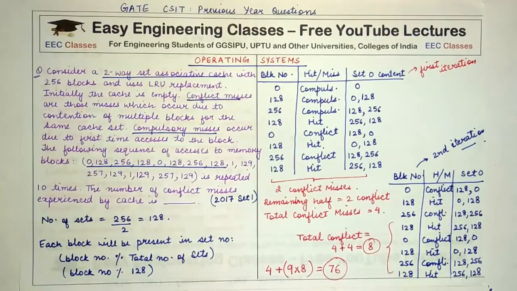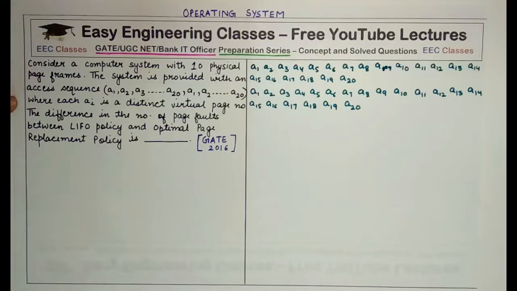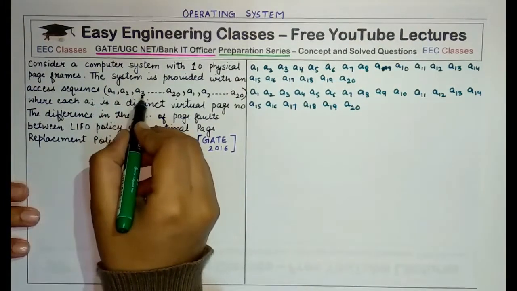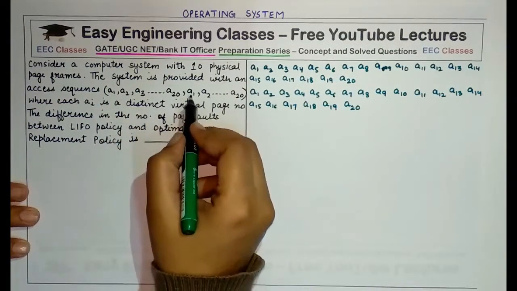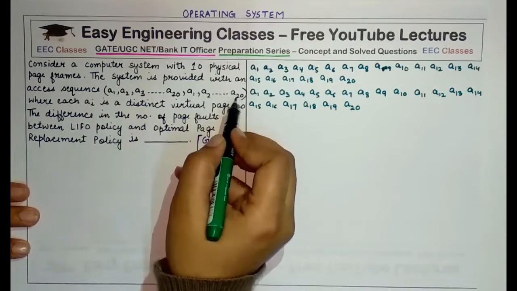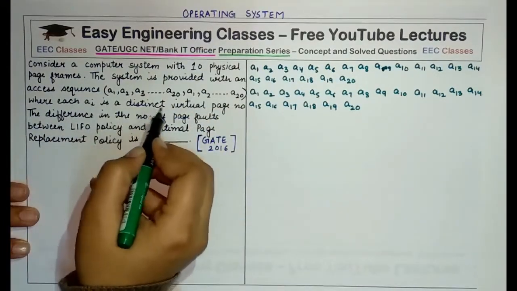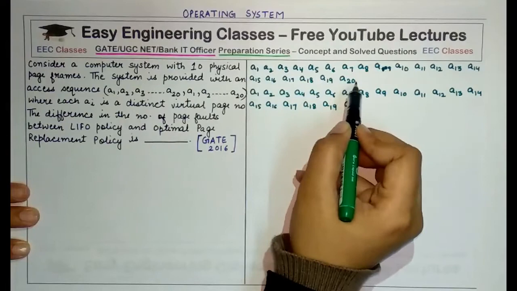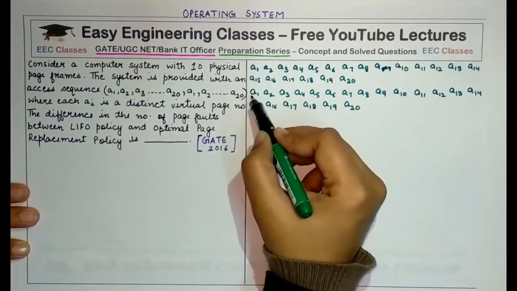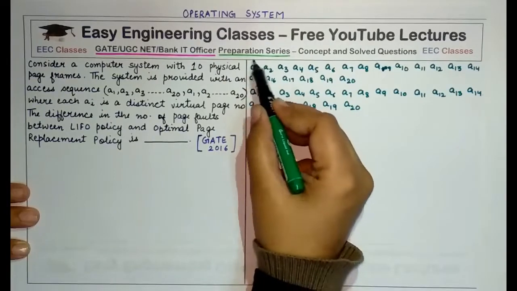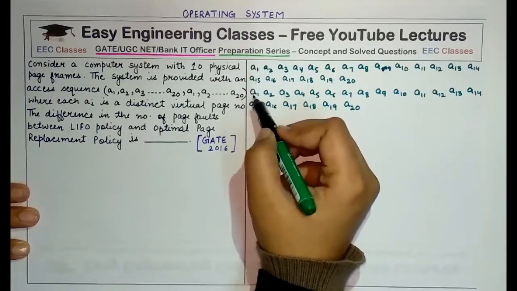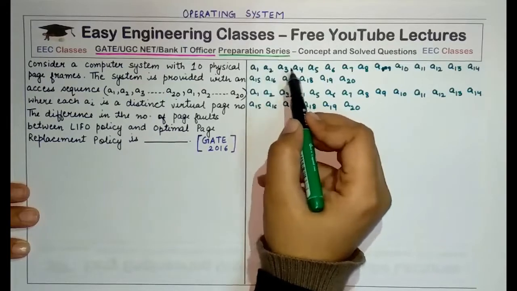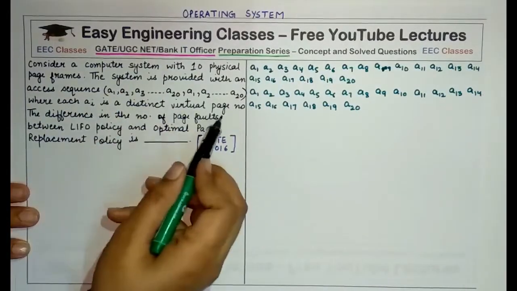Thank you. Consider a computer system with 10 physical page frames. The system is provided with an access sequence which is given to you as A1, A2, A3 till A20, and again followed by A1, A2 and so on till A20, where each Ai is a distinct virtual page number. So I have written this sequence here, A1 till A20, and again this will be followed by the sequence A1 to A20. So each of these A1 and A1 are the same page, but A1 is different from A2. That is what is specified, that each Ai is a distinct page number.